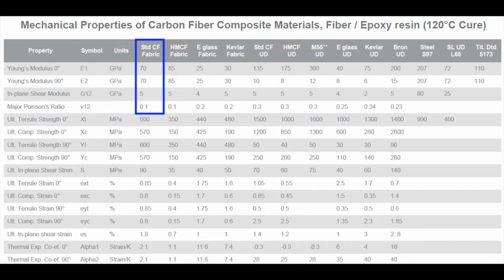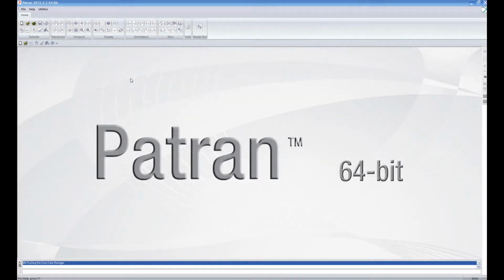These values are not shown in this data sheet, but can be assumed to be less than the in-plane shear modulus, and for this example, we'll just use 3.5 gigapascals or 3,500 megapascals. Later in the video, I'll go over exactly how to create the material properties using Patran and where to input each of these values. Let's go ahead and get started with the model.